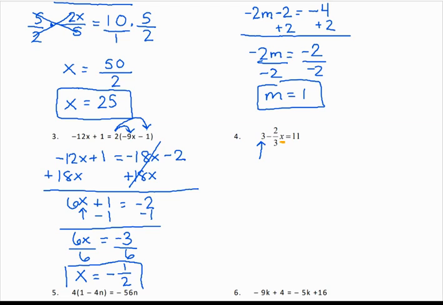Okay, so I'm going to get rid of the 3 where I have the arrow, which means it's a positive 3. I'm going to subtract 3 from both sides. That cancels, and I'm left with negative 2/3 x equals 11 minus 3 is 8.